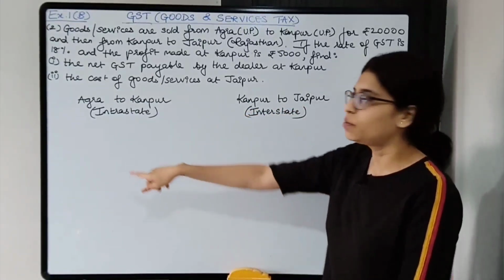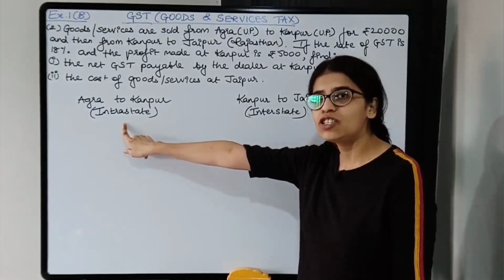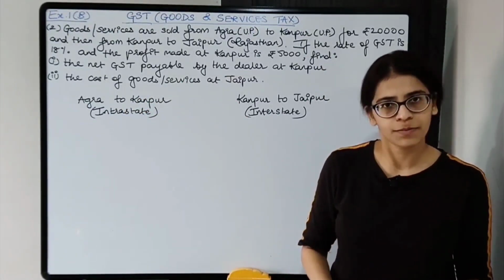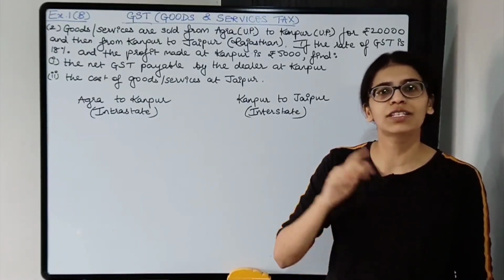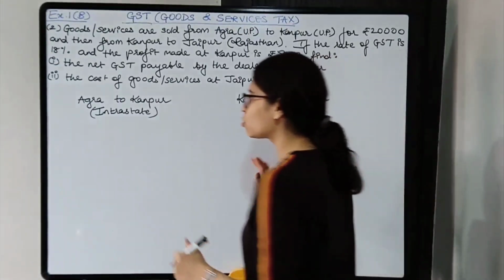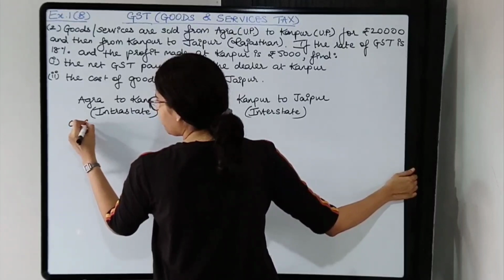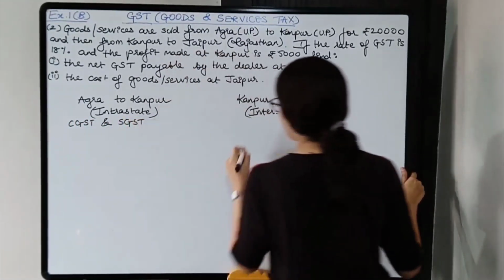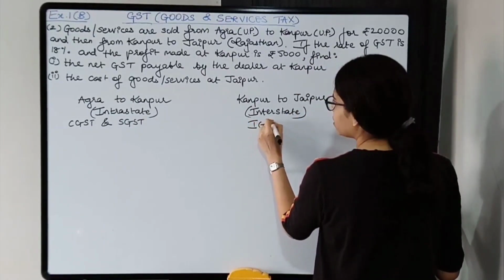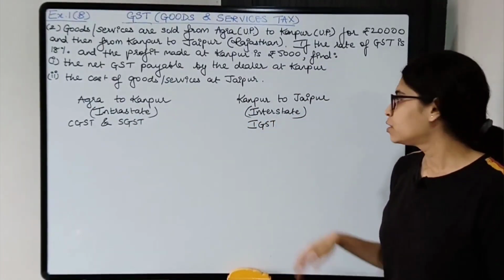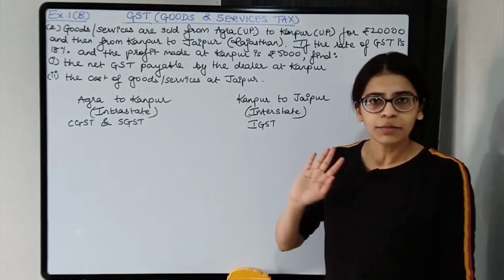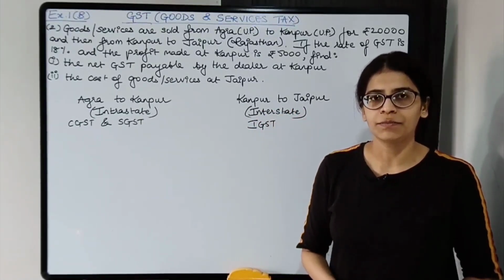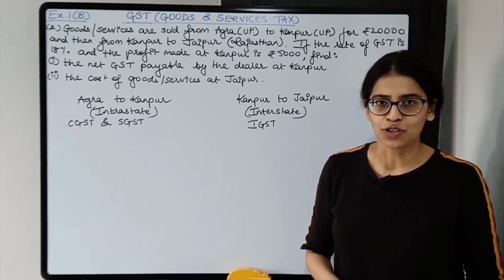Which type of GST will be applied for intrastate? CGST and SGST. Whatever the GST is, you split it into two equal parts. Half of it is CGST, half of it is SGST. So CGST and SGST are applicable. Over here, IGST is applicable for interstate. Correct. So we just got a basic idea of which type of transaction it is and which type of GST will be applicable. Now let us check the given information.